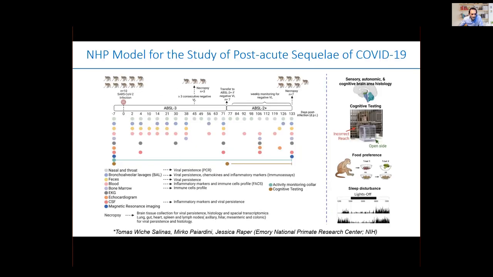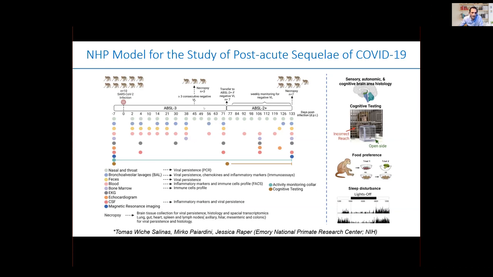There's a really nice study here at the Emory National Primate Research Center that's now working with the NIH to help develop a model to study post-acute sequelae of COVID-19 using, I believe, rhesus macaques here. This is a study initiated by Mirko Paiardini and Jessica Raper here at Emory University. They're infecting about 10 non-human primates with SARS-CoV-2, collecting a bunch of different samples and doing some cognitive testing at various time points.